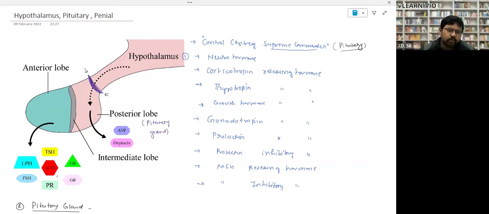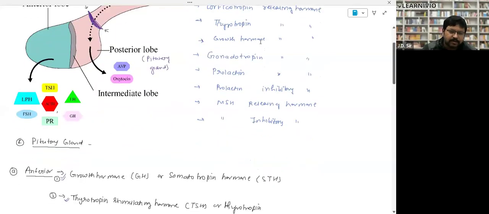thyrotropin releasing hormone, growth hormone releasing hormone, gonadotropin releasing hormone, prolactin releasing hormone, prolactin inhibiting hormone. An inhibiting hormone will inhibit, meaning stop, and a releasing hormone releases. Then melanocyte releasing hormone and melanocyte inhibitory hormone. These are the hormones secreted by the hypothalamus gland.